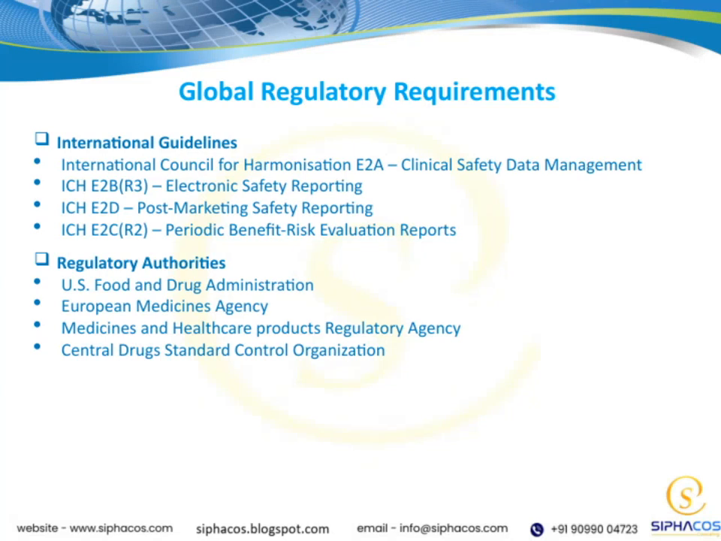When we talk about global regulatory requirements, we're looking at a complex but essential framework that guides clinical safety and reporting worldwide. International guidelines like those from the International Council for Harmonization set the standards for managing safety data, electronic reporting, and ongoing benefit-risk evaluations. On the regulatory side, authorities such as the FDA in the US, the European Medicines Agency, and others play a critical role in enforcing these standards. Together, these guidelines and agencies ensure safety and consistency across markets.